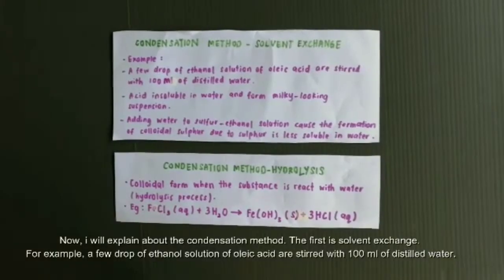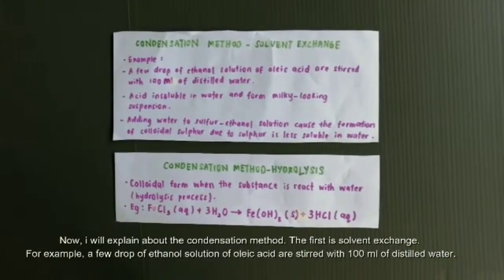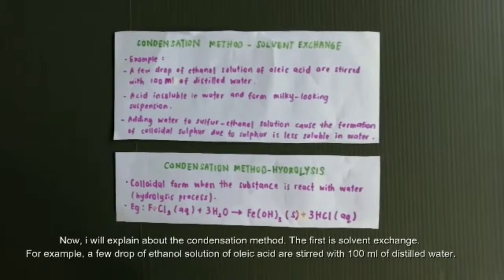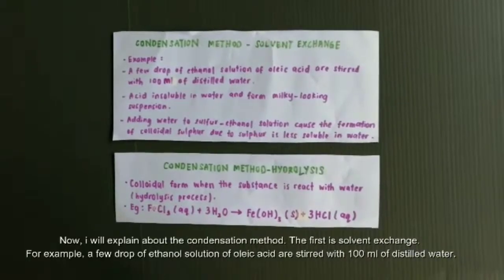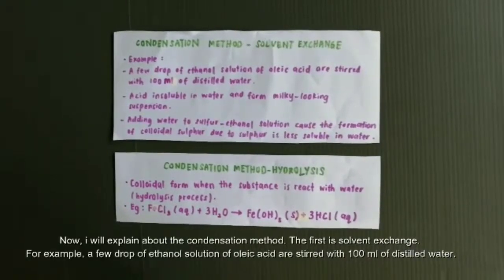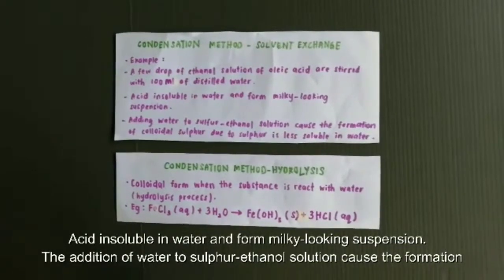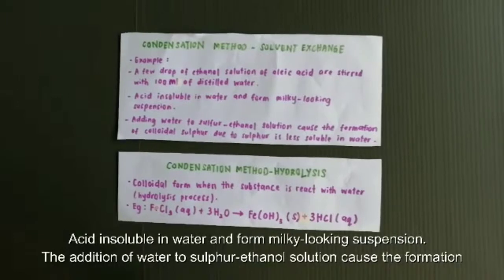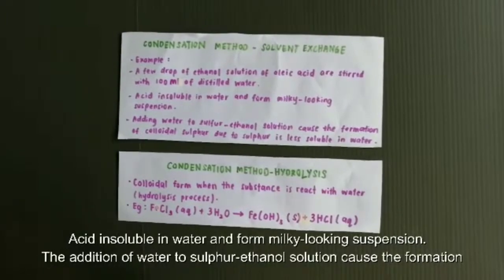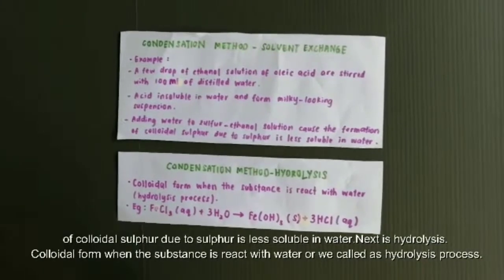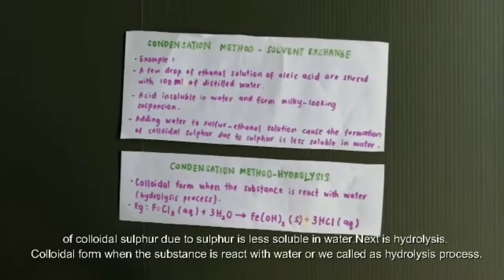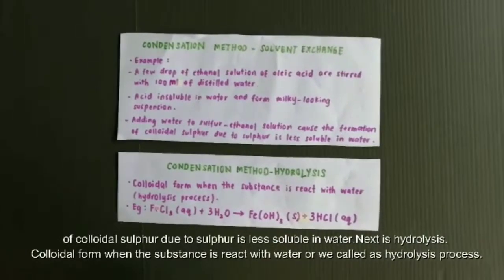Now I will explain about the condensation method. The first is solvent exchange. For example, a few drops of ethanol solution of oleic acid are stirred with 100 ml of distilled water. The acid will be insoluble in water and form a milky-looking suspension. The addition of water to sulfur ethanol solution causes the formation of colloidal sulfur because sulfur is less soluble in water. Next is hydrolysis.